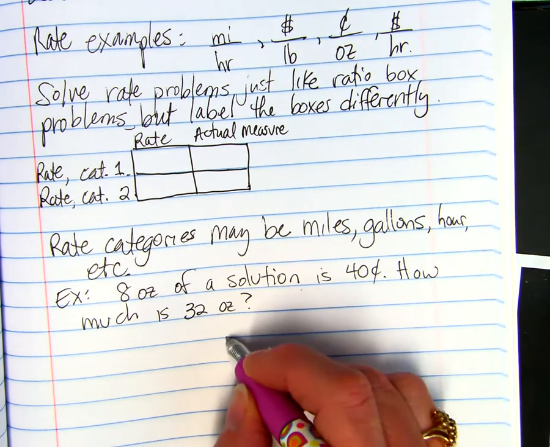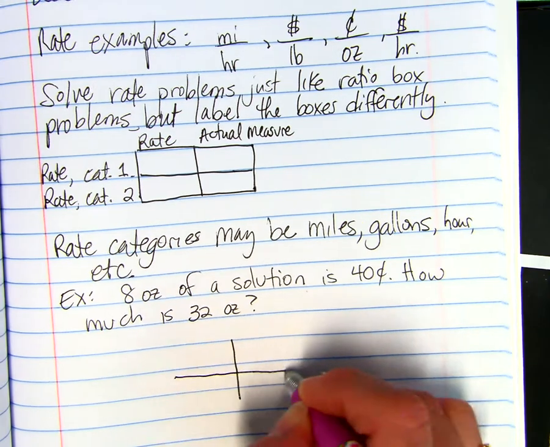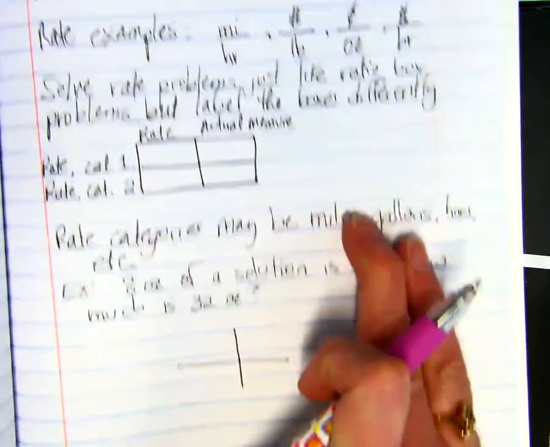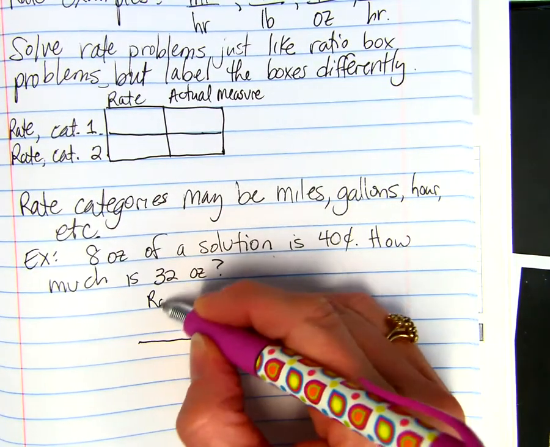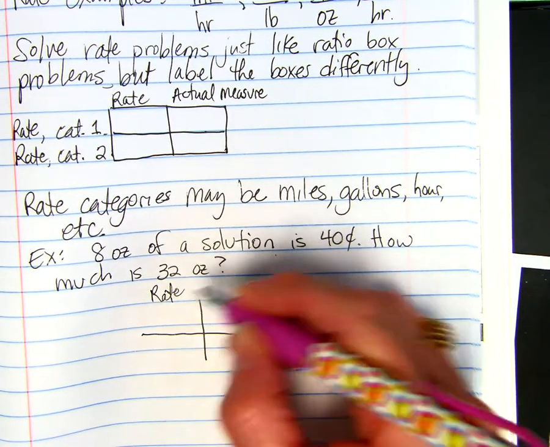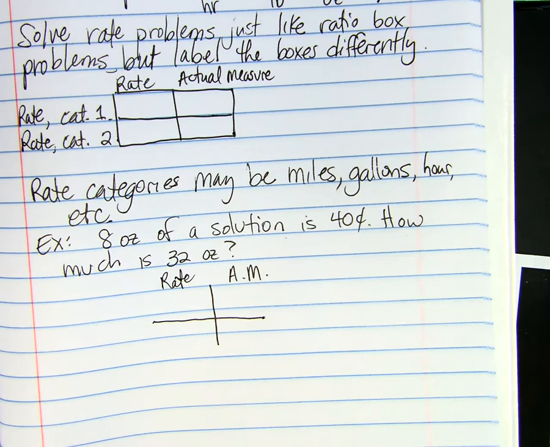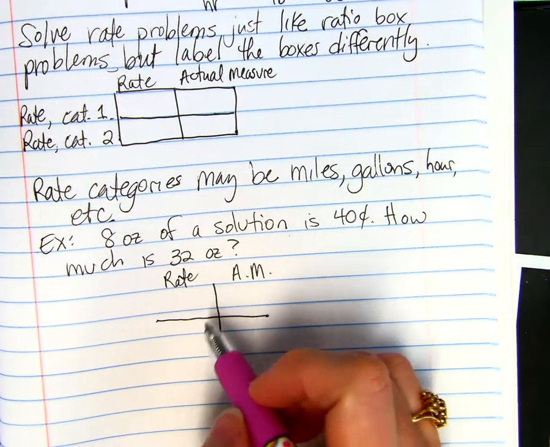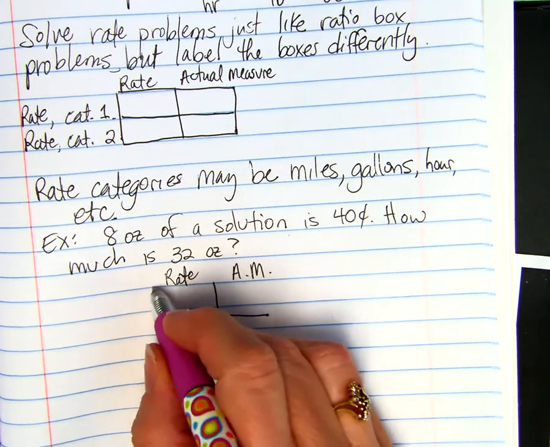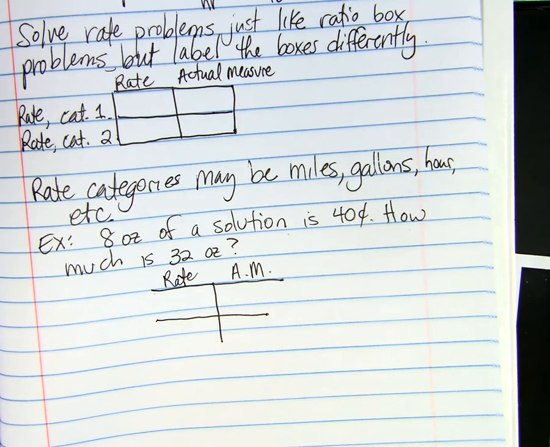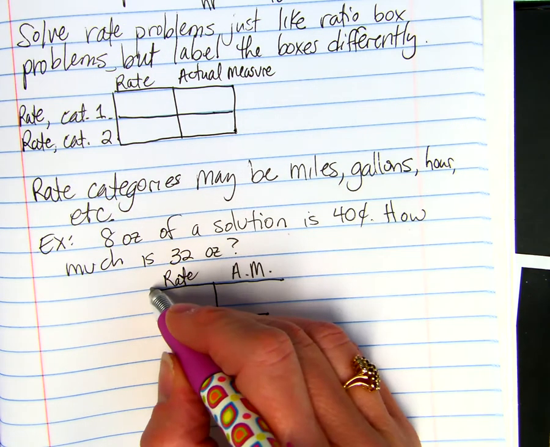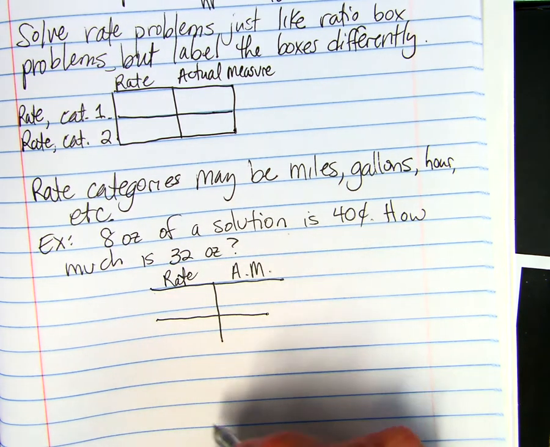I have seen them drawn like this, where you don't have to draw the whole box, but you still label rate. Actual measure, we're just going to do AM. Like that? Yeah. I put the titles in a box. Oh. Yeah. Holy cow. That's too much drawing for me.